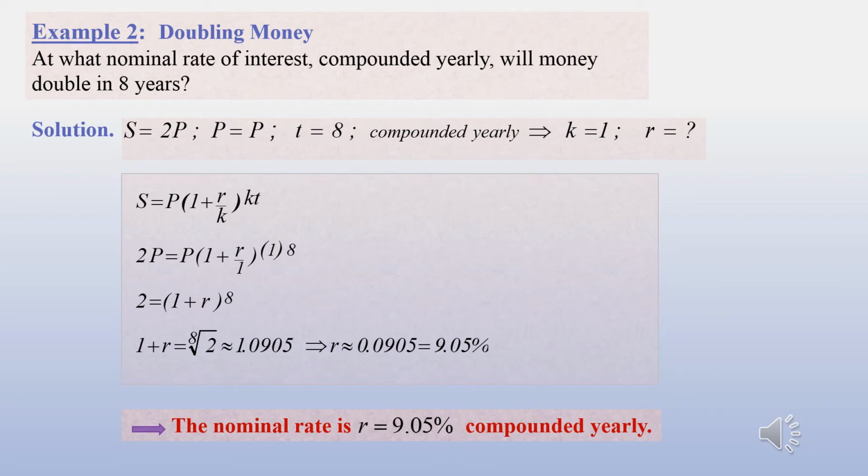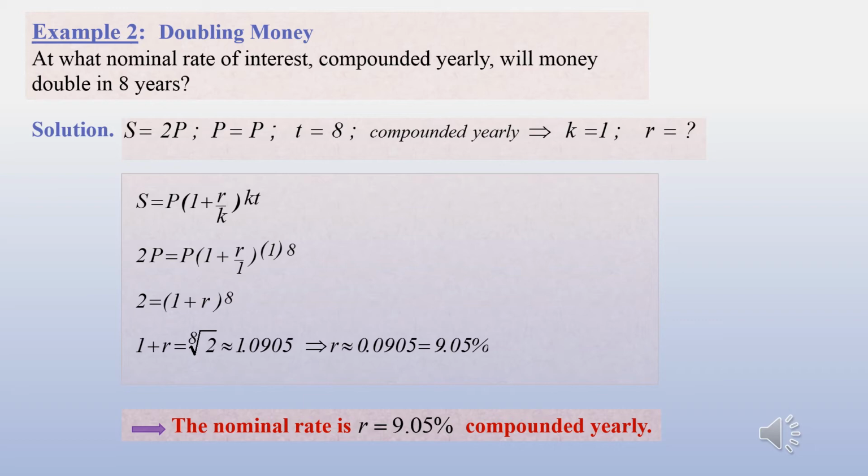Example 2. Doubling money. At what nominal rate of interest, compounded yearly, will money double in 8 years? To solve these problems, we need to get information of all the variables that we need by looking closely at the sentence word per word. At what nominal rate of interest? Meaning the question is what is R? Compounded yearly. It means K equal to 1.